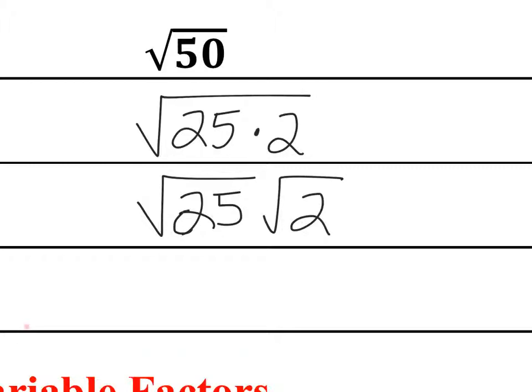So if I ask you for simplest radical form, you're doing this. What's the square root of 25? 5. So your final answer is 5 root 2. Check it. Does 2 divide by any other perfect squares besides 1? No. So you're done. That's simplified.